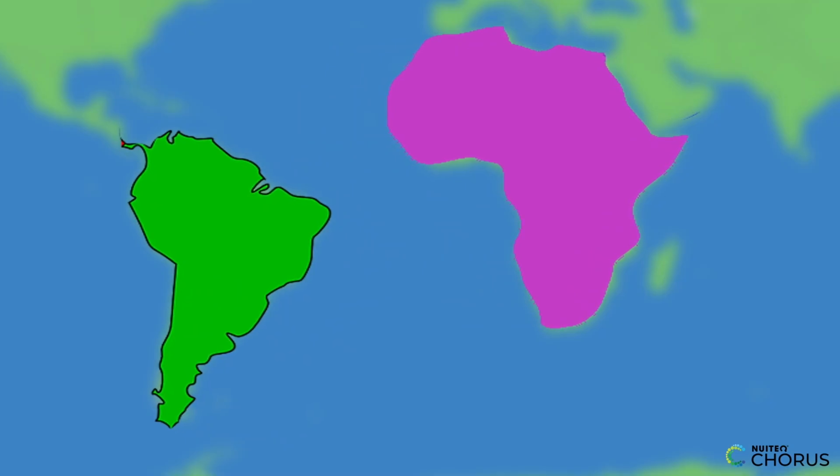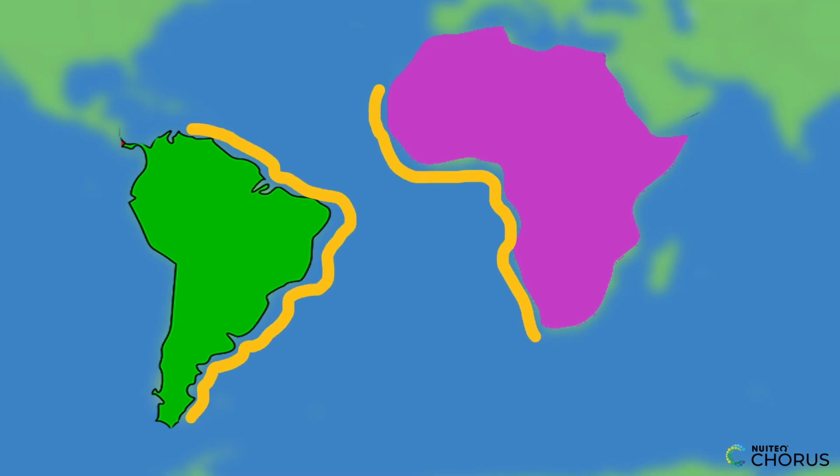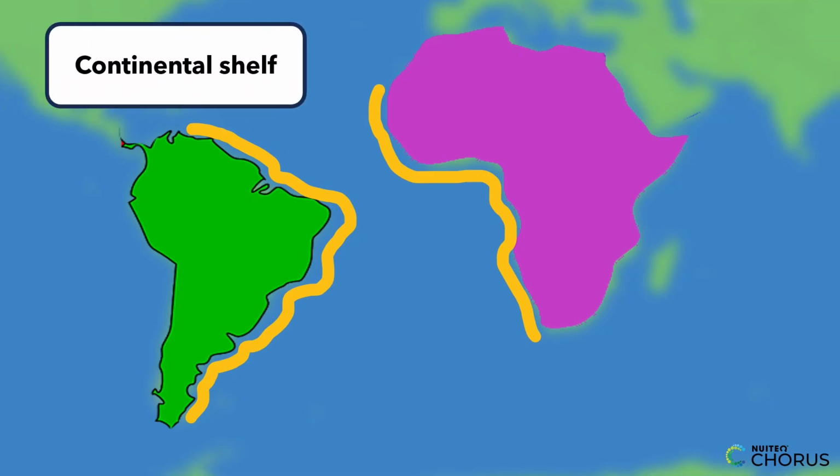Another example is the shape of the continents' edges, like the edges of a puzzle piece. The edges of the continents have a similar shape, they are curved and have a shelf-like shape, which is called the continental shelf. This is because the continents were once part of a larger puzzle piece, and when they broke apart, they left behind the shelf-like shape.